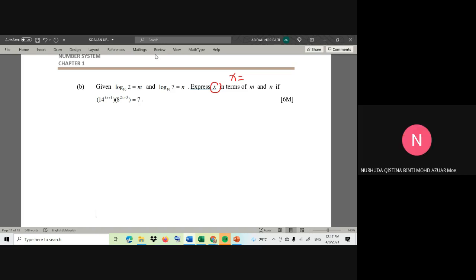Saya kecilkan nombor. Kecilkan nombor apa? Macam 14 tu saya buat 2 darab 7. Lepas tu yang 8, 2 kuasa 3. Yes, okay, betul ya. 14 is 2 times 7. 3x plus 1. 8 is 2 cube. Okay, 2x plus 3 equals to 7. Okay, lepas tu buat apa?